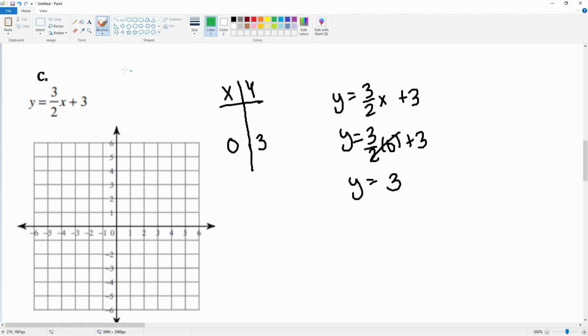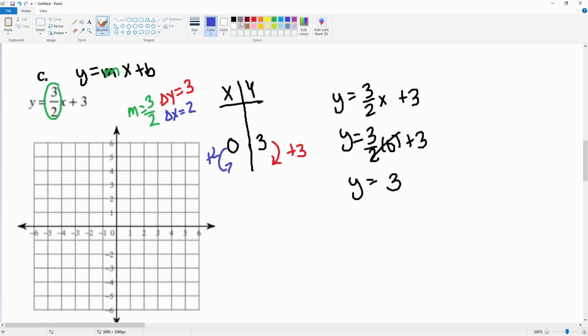Lucky enough, this is already in y equals mx plus b, where m is the slope. This is the slope. So m is equal to 3 over 2. The delta y, which is on top, is 3. So it goes from here to here, is plus 3. The delta x, which is on bottom, is 2. That means this is going to be plus 2. So 0 plus 2, it is the number 2. 3 plus 3 is the number 5.